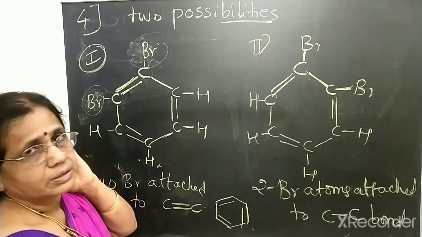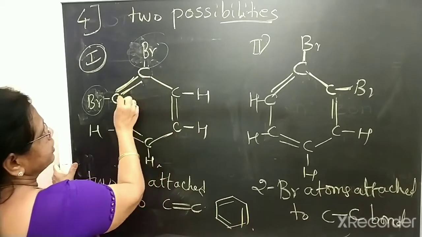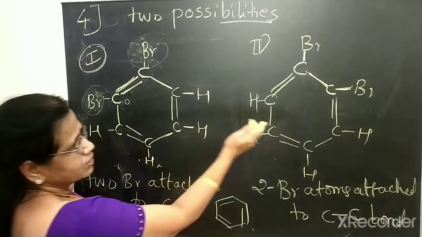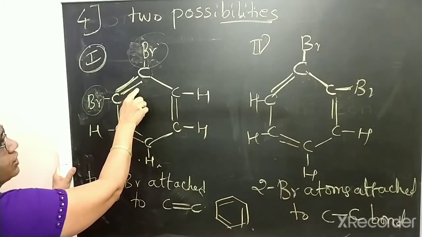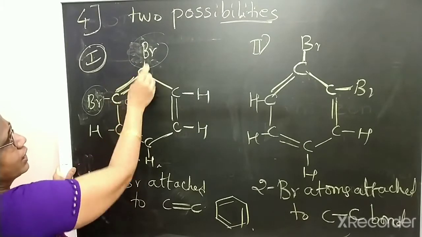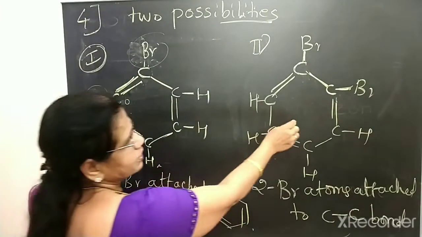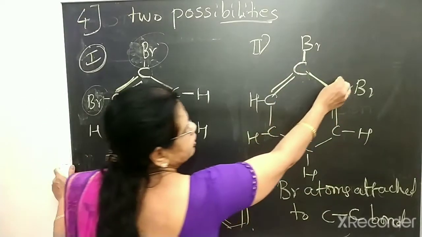Okay, but this is ortho-dibromo. It is ortho with respect to this. So this is ortho-dibromo benzene, and this is also ortho-dibromo benzene only. But in one structure, the 2 Br are attached to the carbons having the double bond. In the other structure, 2 Br are attached to the carbons of the single bond. This is also ortho-dibromo only.